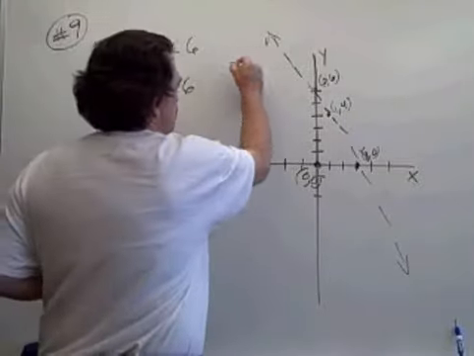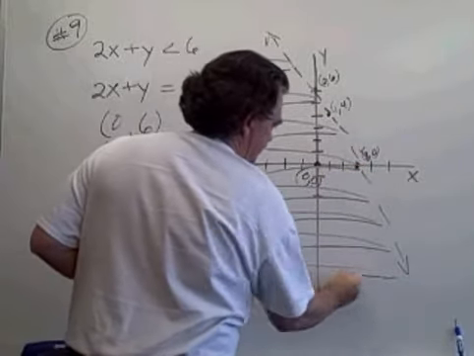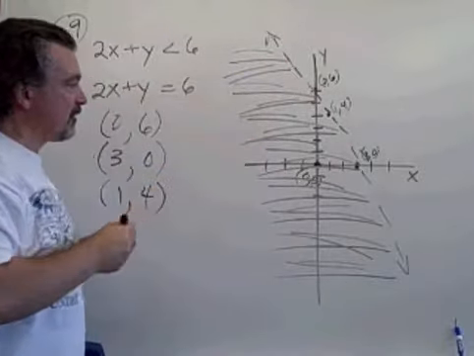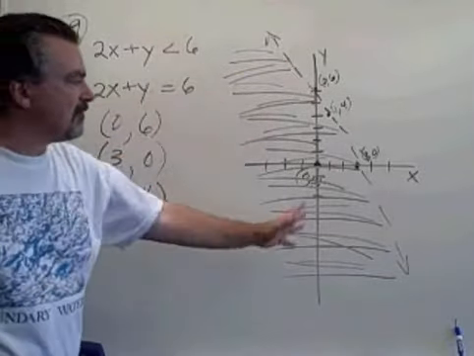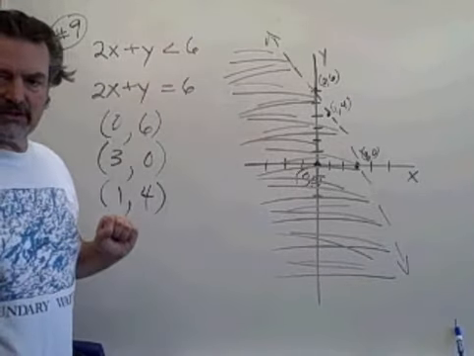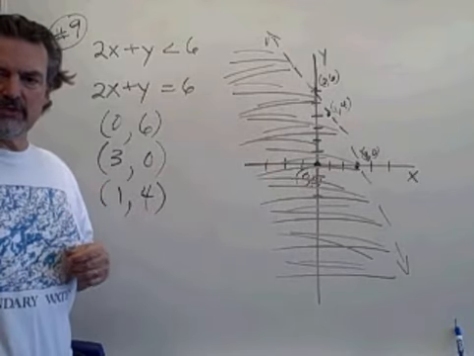And remember, what we do to express that is we graph that side of the line by shading it. So that's our expression of all of the ordered pairs that make 2x plus y less than 6. That's our picture of the solution set of this linear inequality in two variables.